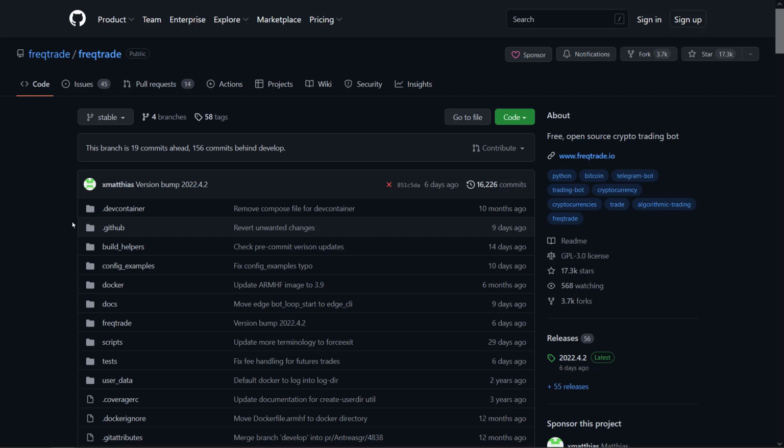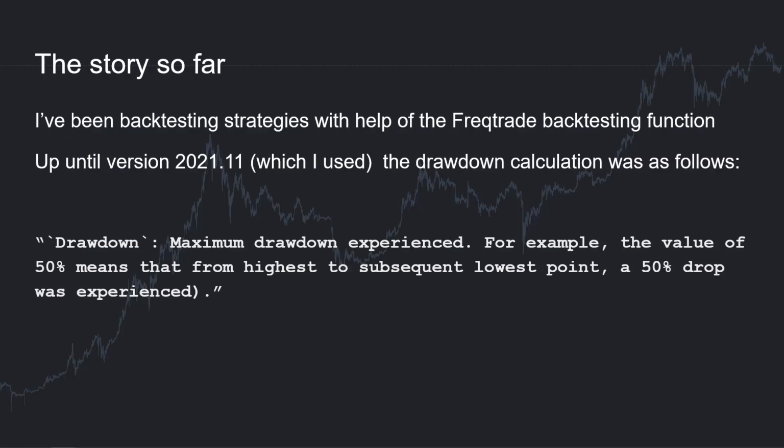However, this also resulted in a problem for my strategy comparison calculation, which I used in my trading bot strategy comparison analysis series. In the Freqtrade versions up until 2021.12, the backtest drawdown calculation was a percentage calculation between the highest point and the lowest point, according to the documentation. And note, I was always using the 2021.11 version until the upgrade.